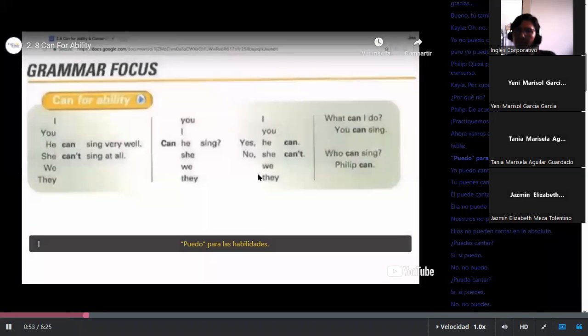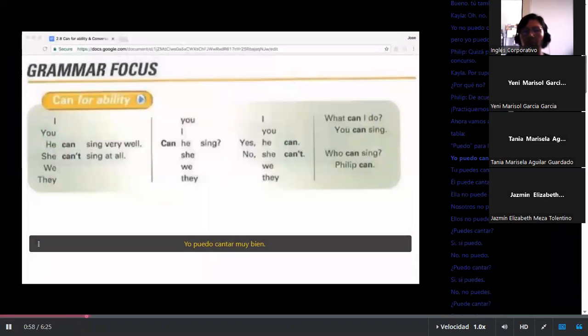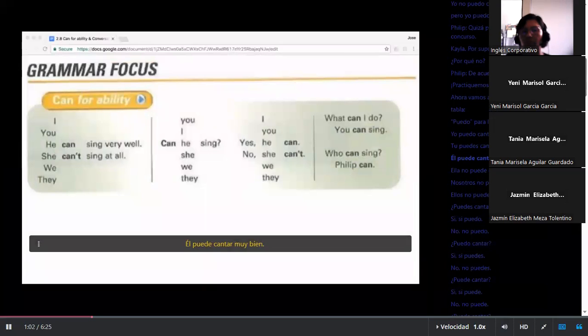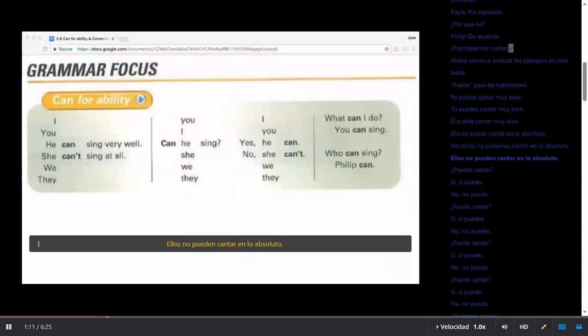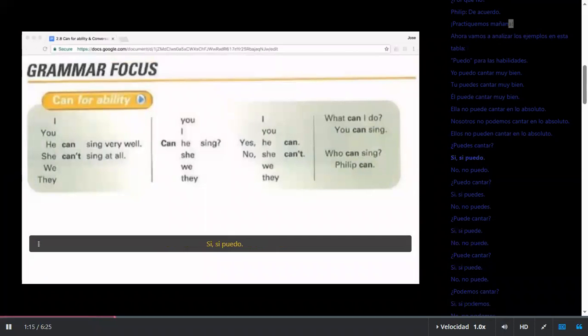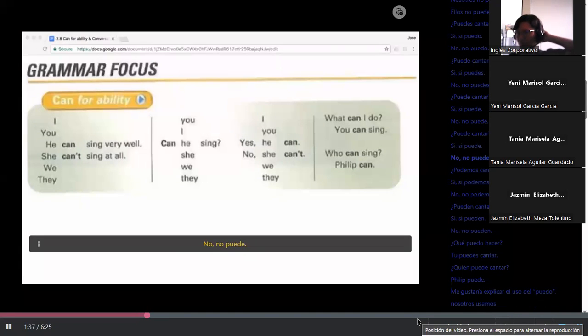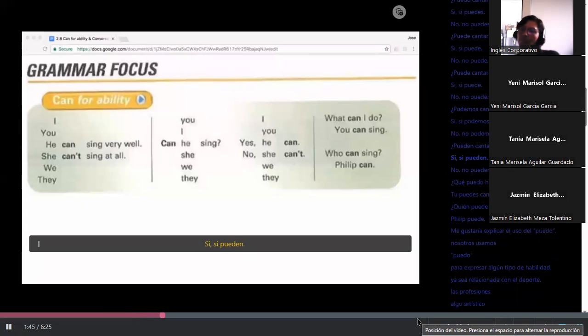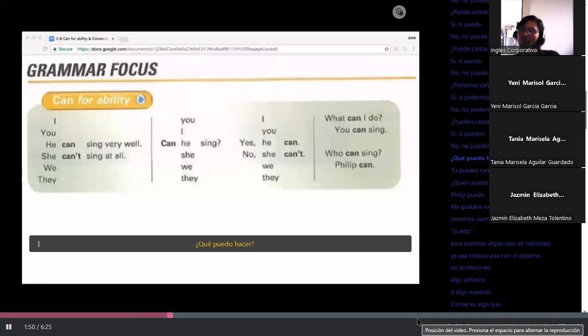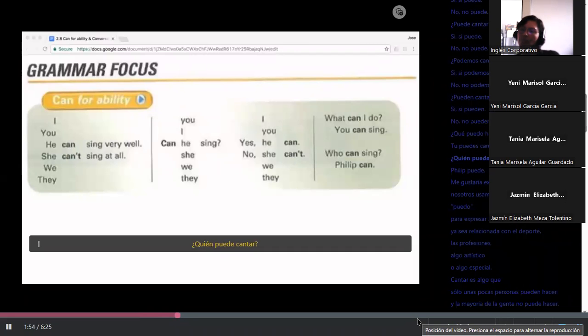This chart. Can for ability. I can sing very well. You can sing very well. He can sing very well. She can't sing at all. We can't sing at all. They can't sing at all. Can you sing? Yes, I can. No, I can't. Can I sing? Yes, you can. No, you can't. Can he sing? Yes, he can. No, he can't. Can she sing? Yes, she can. No, she can't. Can we sing? Yes, we can. No, we can't. Can they sing? Yes, they can. No, they can't. What can I do? You can sing. Who can sing? Philip can.